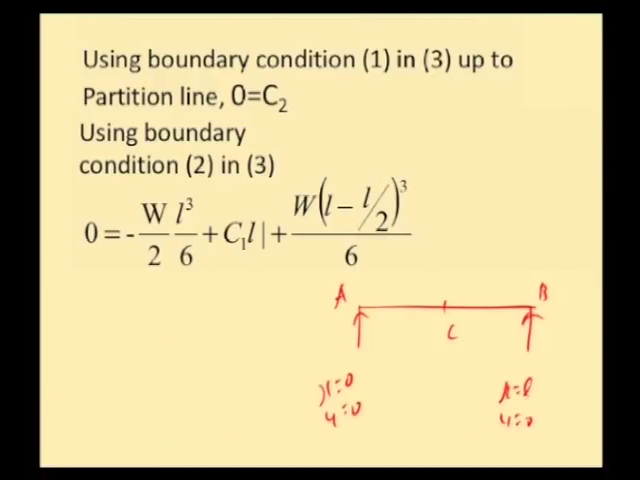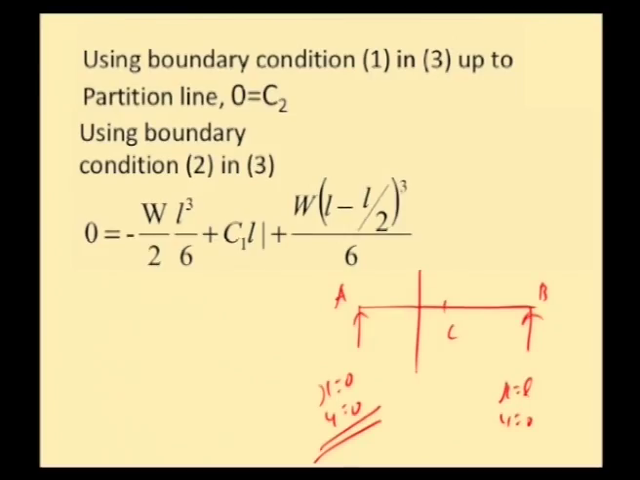So, x equal to 0, y equal to 0 lies in the region AC. Therefore, while substituting this boundary condition, we need to substitute up to the dotted line, and thereby we get C 2 equal to 0. And then we can substitute boundary condition 2 in equation 3 for the entire equation, because boundary condition 2 is x equal to L, y equal to 0. So, x equal to L means the entire equation can be made use of for substituting the boundary condition.